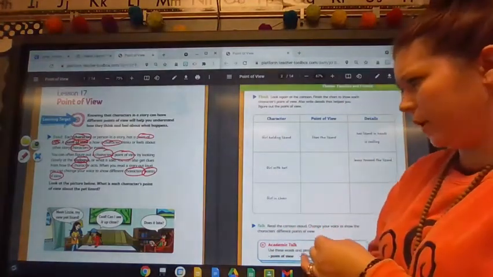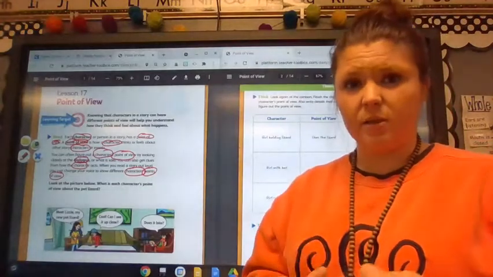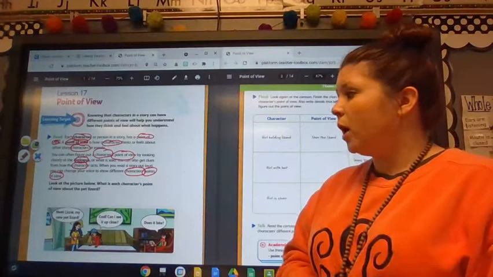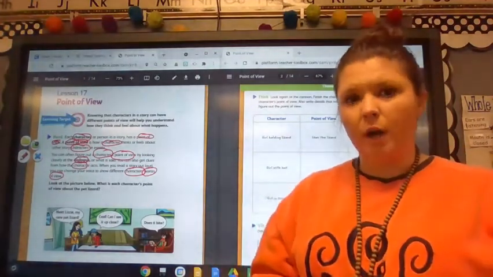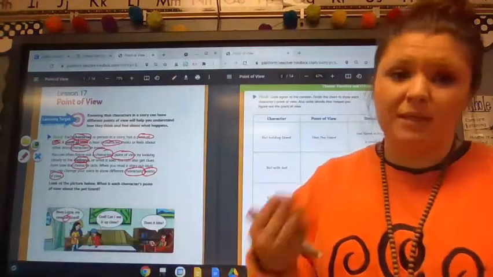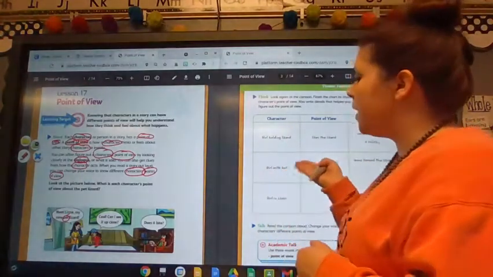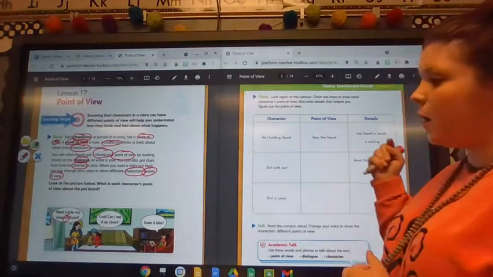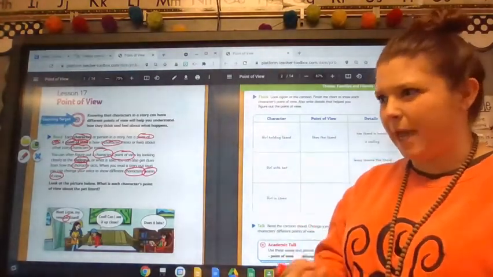What else is she doing? What's her expression on her face? She looks excited. She has a smile on, doesn't she? And her words say, meet my new pet lizard. She wants to show it off, right? If you have a pet, it probably means that you like that type of animal, right? So the character of the girl holding the lizard, her point of view is that she likes lizards because we know that because she's holding the lizard, she's smiling, and it is her pet.